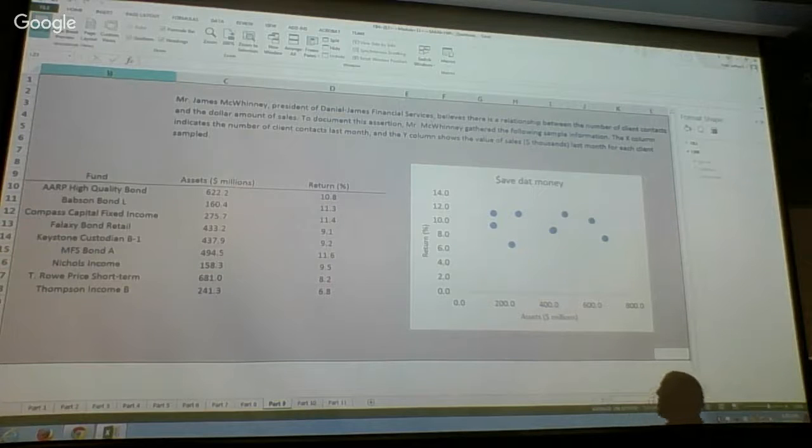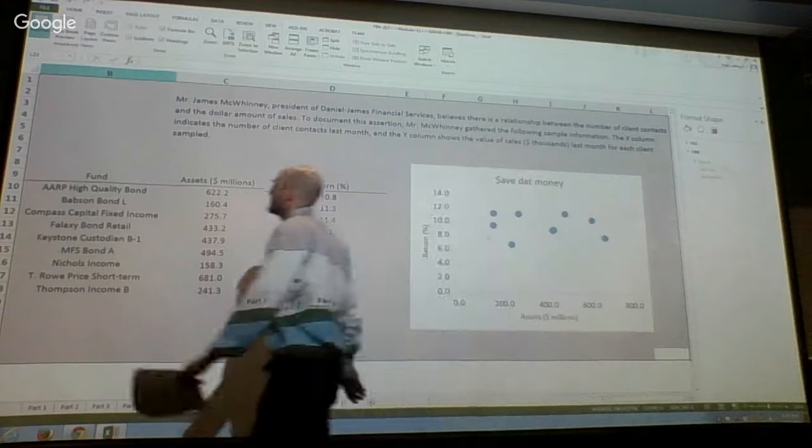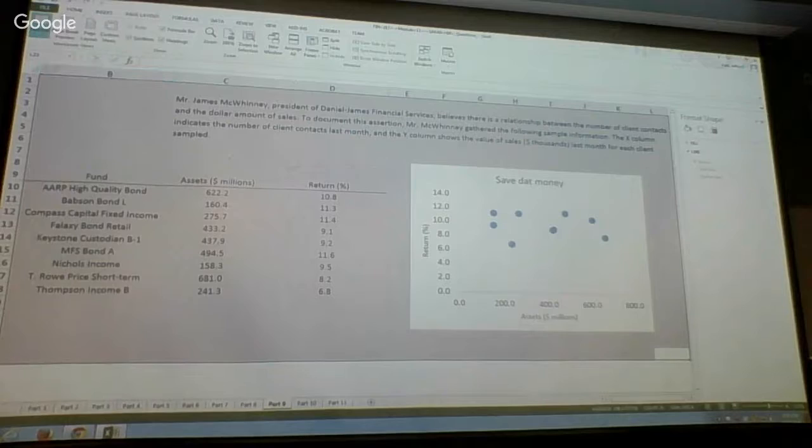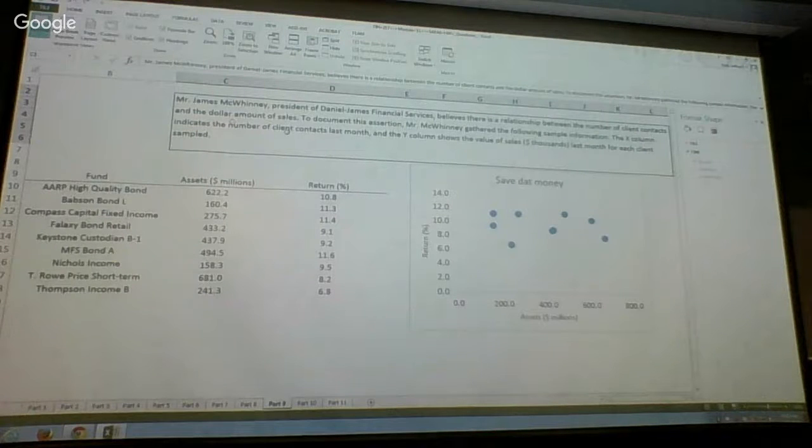Anyway, he's still concerned about financial services, and he believes that there's a relationship between the number of client contacts and the dollar amount of sales. To document this assertion, Mr. McQuinney gathered the following set of client contacts. That's not what we have here. What we have here is James McQuinney. That ain't right.